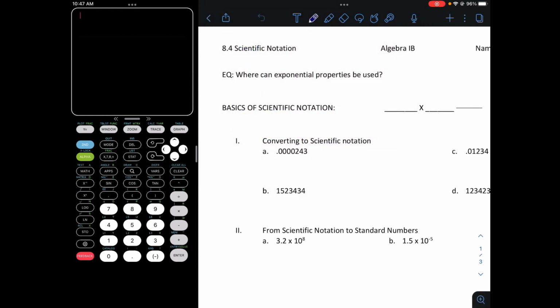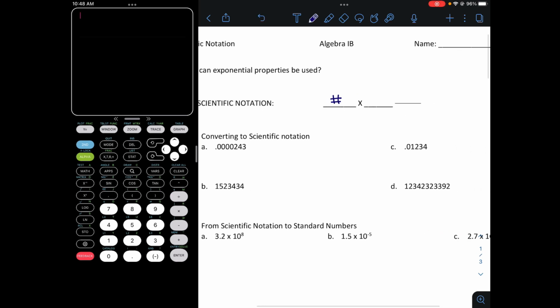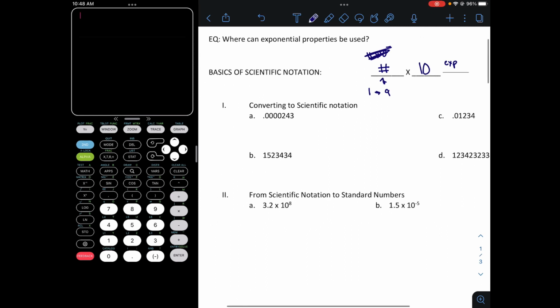The basics of scientific notation is you're going to have some number times 10 to some exponent, okay? This number out front should be between 1 and 9, so you can't have something like 11 times 10 to something. That doesn't work. It could be a decimal, but between 1 and 9. So let's see what's going on here.